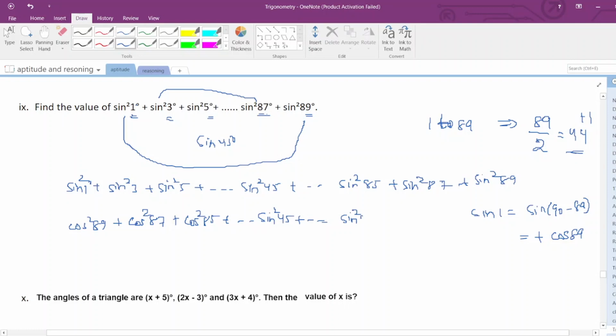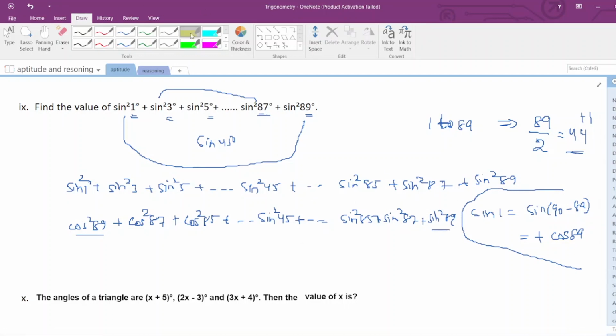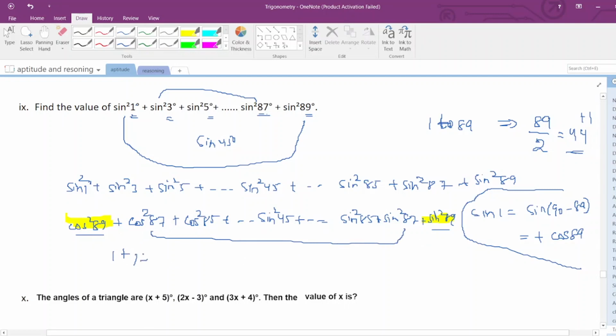sin² 85 plus sin² 87 plus sin² 89, right? Now see, sin² theta plus cos² theta. This first term and this term becomes sin² theta plus cos² theta, that is identity number 1. Cos² theta plus sin² theta is equal to 1. So this becomes 1. The same way this 87 and this 87 will become 1, plus so on, sin² 45 plus sin² 45, correct?